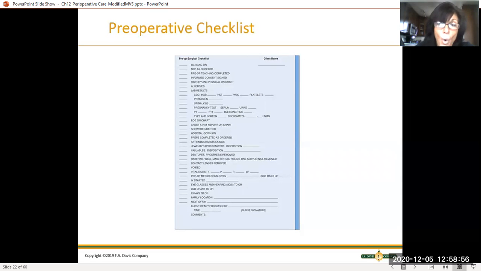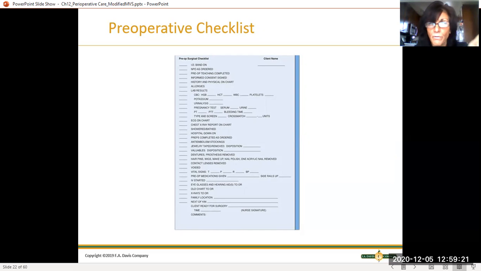Do we have any old documentation that needs to go to the OR with them, like an old medical chart or x-rays that are previous that can be compared to the most current, right? Any of that stuff. Is their family there or next of kin? And is the client ready to go to surgery? And then you go, yes or no, and you sign off on that. That's the pre-op checklist. Okay.